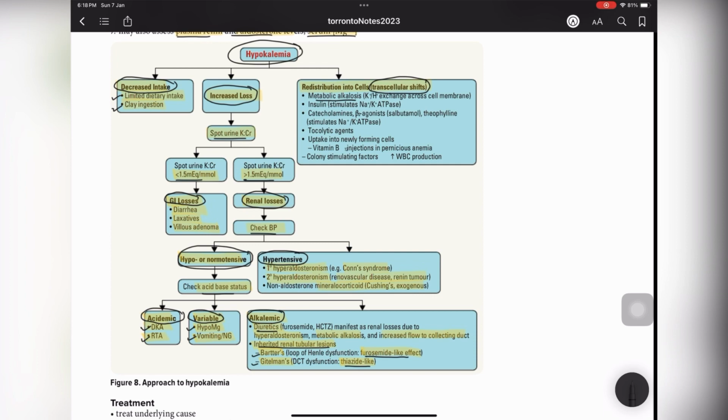Now, the transcellular shift. The transcellular shift happens in metabolic alkalosis status, insulin, catecholamines like beta-2 agonist salbutamol, theophyllines, tocolytic agents, and uptake into newly forming cells, vitamin B12 injections in pernicious anemia, colony stimulating factors, increased WBC production. So these are the causes for the transcellular shift.